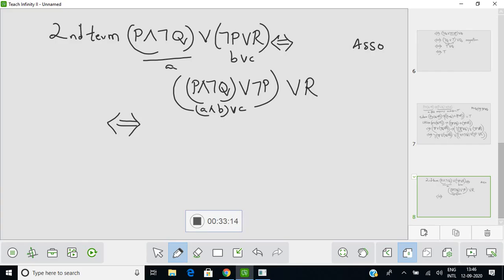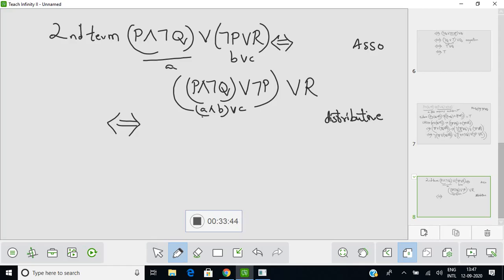Now I am going to apply the distributive law. So how to apply this distributive law here? A and B or C. How can I write this? C or A and C or B, isn't it? Or I can write it as A and C or B and C.